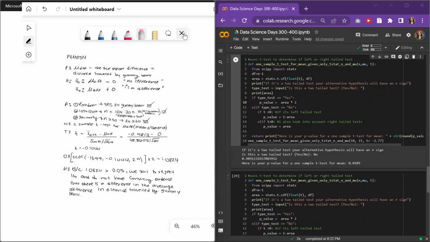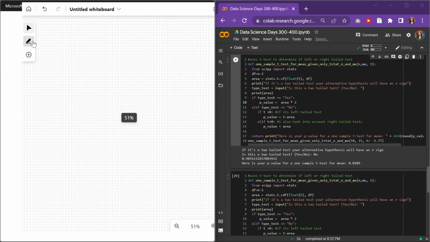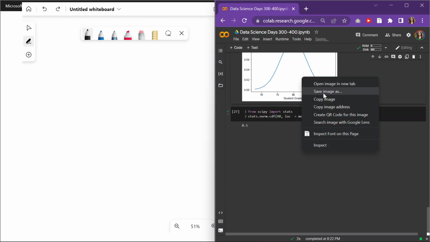you want to be able to, what the heck did I just do? All right, so CDF, if you have a normal distribution, right? So what CDF does, oh, you know what, let me just save the image.